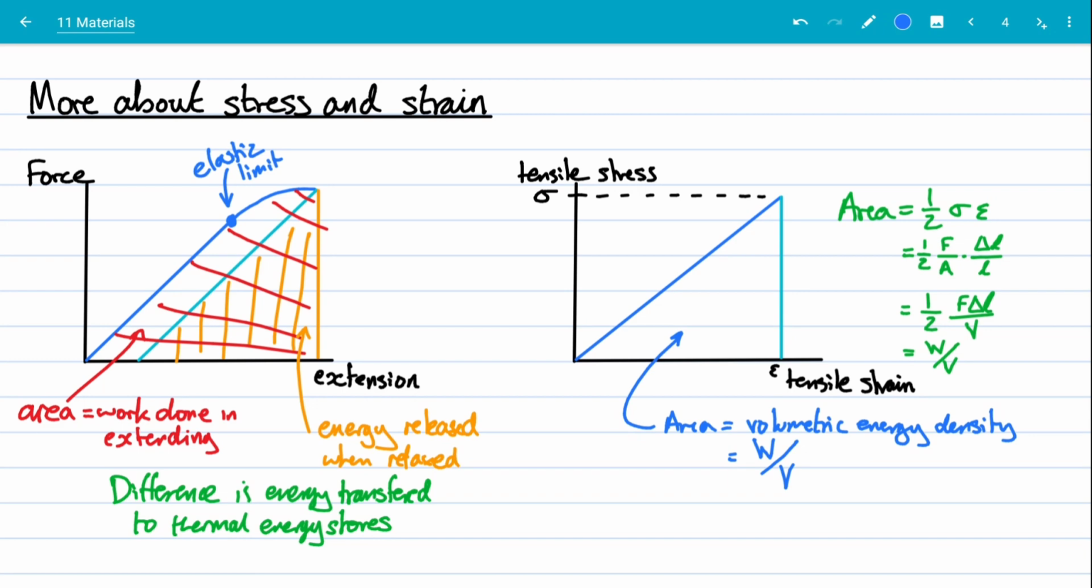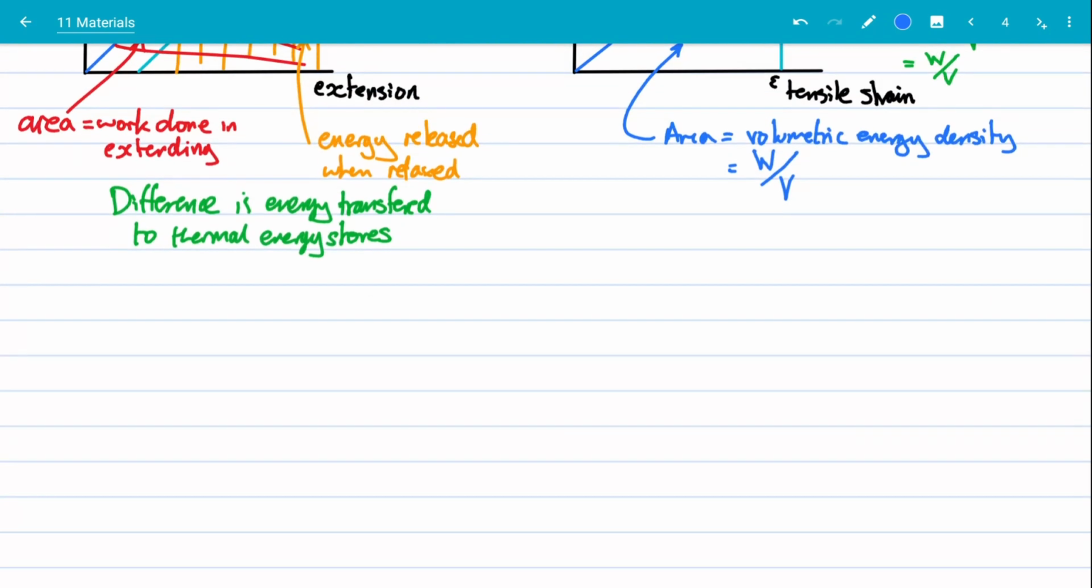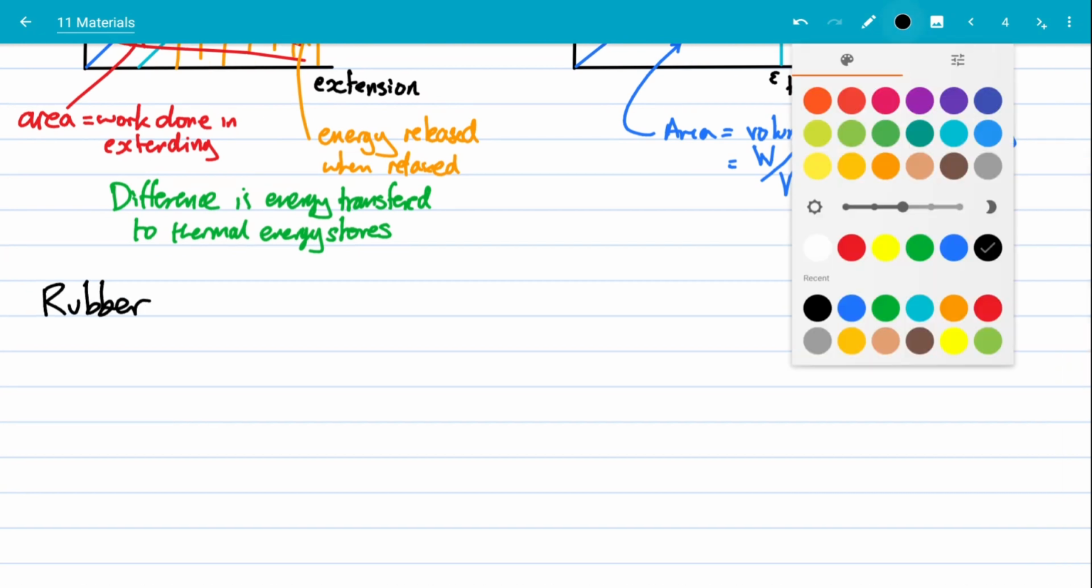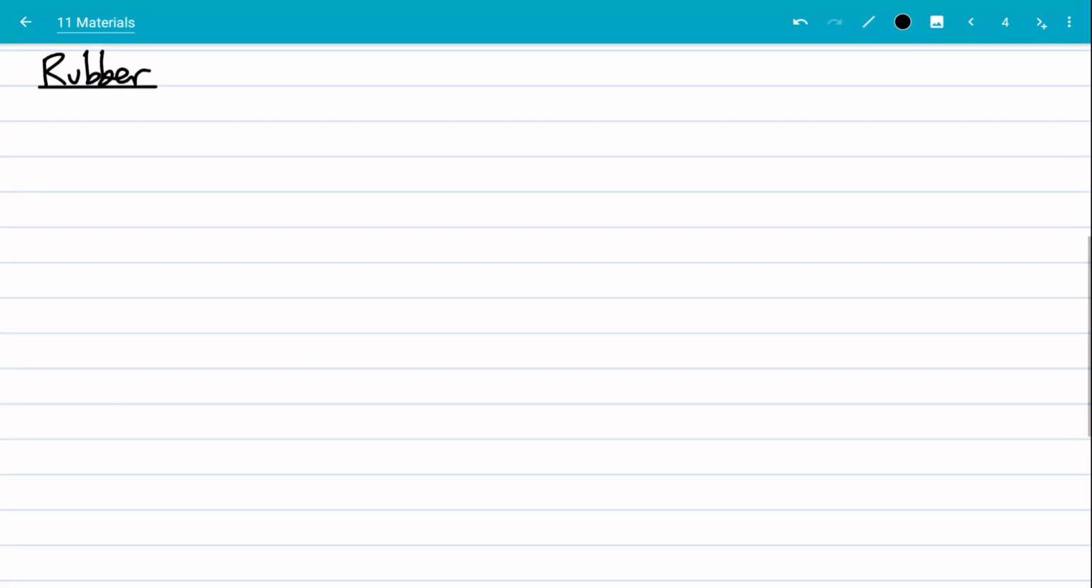Fine, okay. But some materials are very interesting, like rubber isn't straight up to the elastic limit at all. Rubber's very interesting indeed. So let's have a look at rubber. So if I take my piece of rubber and I extend it, and for simplicity, I am just going to use force versus extension, because then we just get work done rather than volumetric energy density, which is slightly easier. So let's just have force that we are loading on it versus extension.